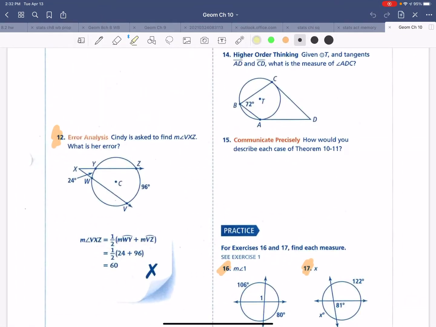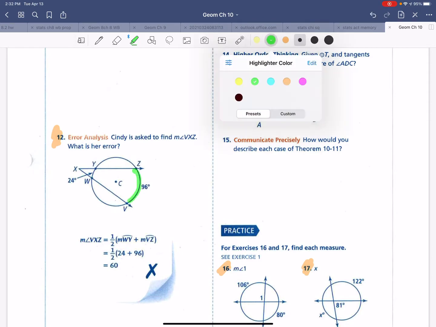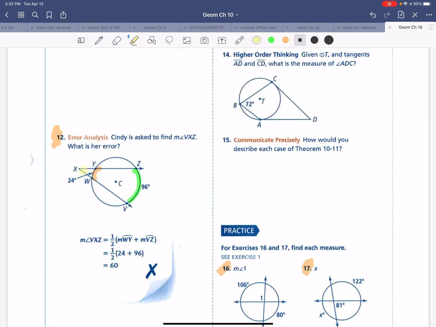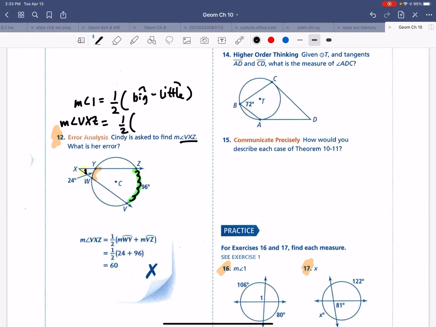Okay, so our notes said our big arc minus our little arc would equal this exterior angle, and we called that angle 1. So the measure of angle 1, our formula said, is equal to 1/2 the big arc minus the little arc. So this angle is VXZ, so that is 1/2. And what is the big arc? We know it is 96. And what is the little arc? They said 24.